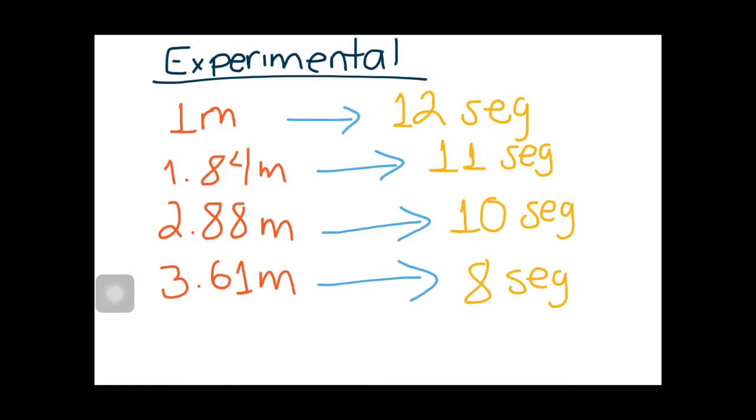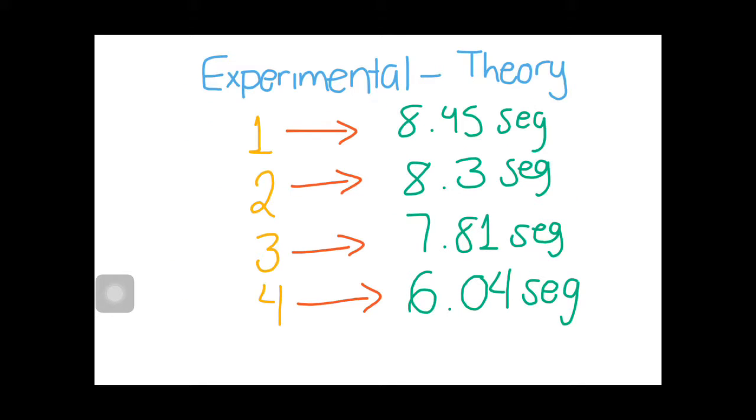We measured this with the high technology of a chronometer, and we get that at 1 meter we get 12 seconds, at 1 point something meters we get 11 seconds, at 2.88 meters we get 10 seconds, and at 3.61 meters we get 8 seconds. So actually there is a huge difference between the experimental and the theory, and here are the differences. In the first it was 8.45 seconds, in the second 8.35 seconds, in the third 7.1 seconds, and in the fourth 6.04 seconds. So it's a huge difference.